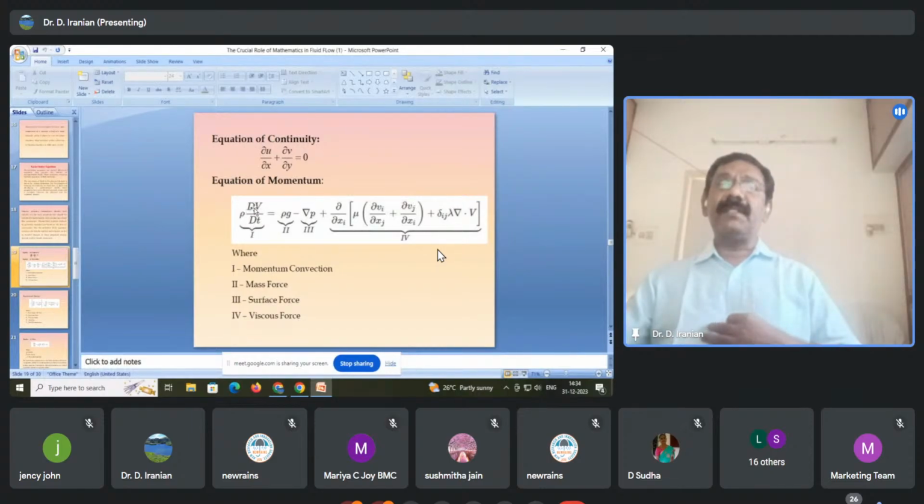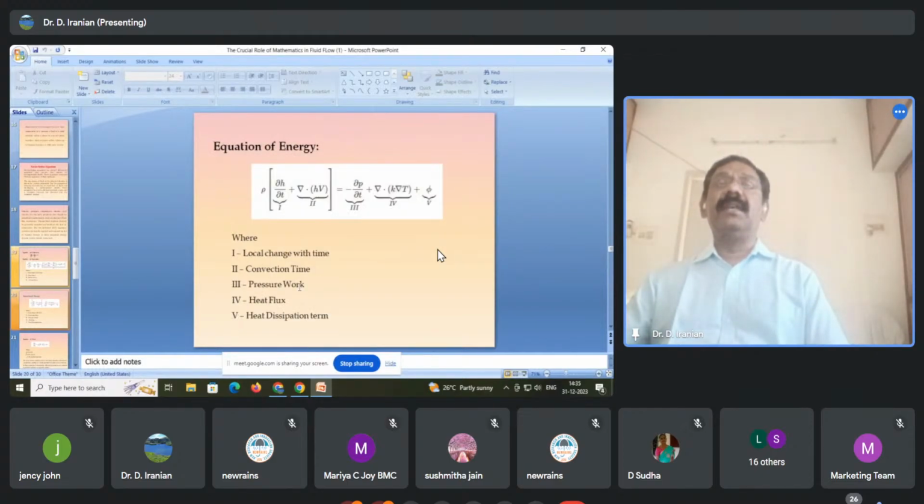In this momentum equation, the first term represents momentum convection, the second term represents mass force, the third term represents surface force, and the fourth term represents viscous force. So these are two equations, and the third one is the equation of energy.